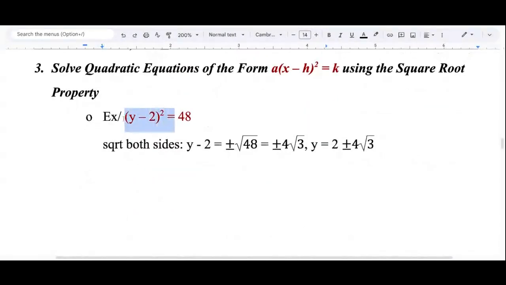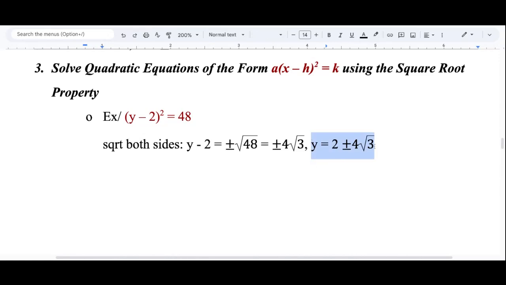Let's see this example. (x − 2) squared equals 48. So we can square root both sides. When we square root both sides, we get x minus 2 on the left-hand side, and always plus minus 2 values, okay? Plus minus square root of 48. Square root of 48 can be simplified, right? 48 equals 16 times 3. Square root of 16 is 4. So that's plus minus 4 square root of 3. Then we move this negative 2 to the other side, becoming positive 2. So x equals 2 plus 4 square root of 3, and 2 minus 4 square root of 3.